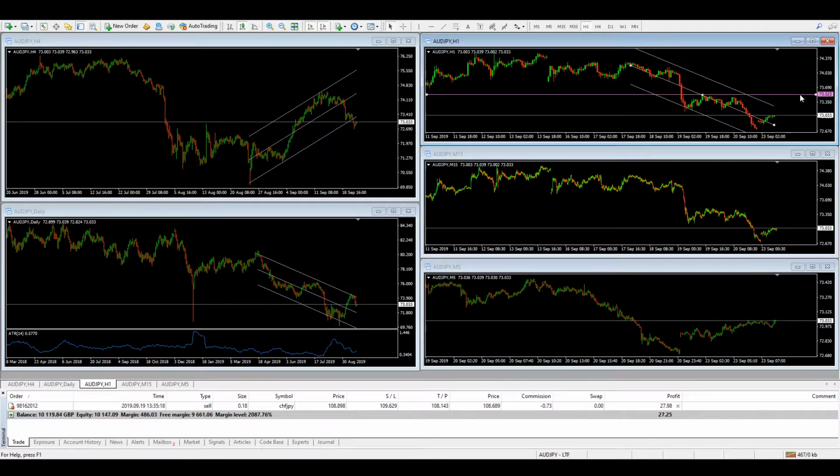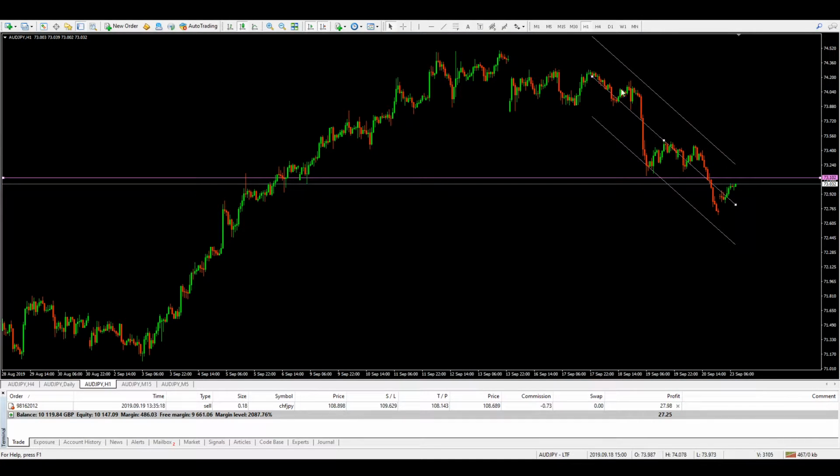We can see as well, just in this price action, the way that if we look at the daily, it's broken some significant areas of support. So the first area to break was this area here, where we saw that support.